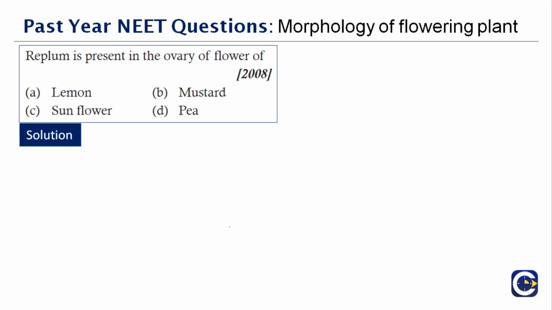Before we go into the answer or where it is present, it is a must that we discuss what this replum is. Replum can be defined as a thin, false dissepiment which separates the two halves of the fruits, from which the valves fall away at maturity. So this is the meaning of replum.